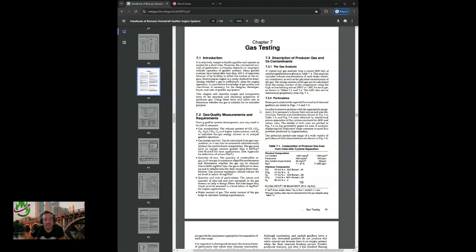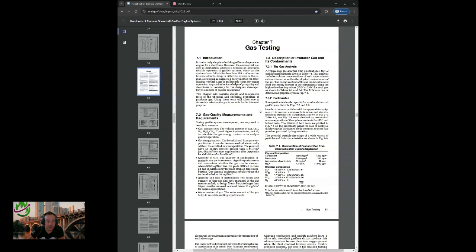Particulates. Some particulate levels reported for wood and charcoal gasifiers are listed in Tables 7.2 and 7.3. In order to remove particles with the appropriate equipment, it is necessary to know their nature and size distribution. Particle size distributions, shown in the other figures, were obtained by mechanical screen separation of the cyclone contents for the SERI and INBER tests. The results of both tests are plotted in Figure 7.4 on log probability paper for ease of analysis, displaying the distinctive slope common to most fine powders produced by fragmentation. The potential particle size range of a wide variety of particles and their characteristics are shown in Figure 7.6.